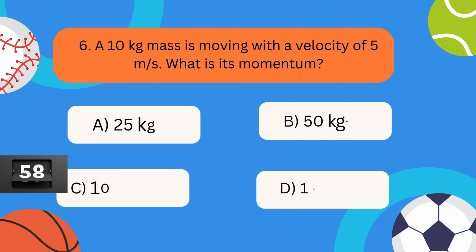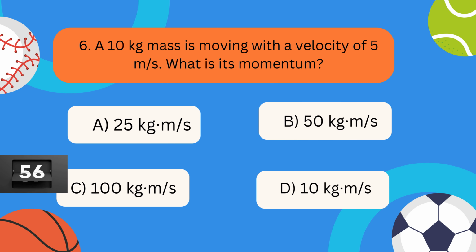A 10 kilogram mass is moving with a velocity of 5 meters per second. What is its momentum? Options are 25 kilogram meters per second, 50 kilogram meters per second, 100 kilogram meters per second, 10 kilogram meters per second.